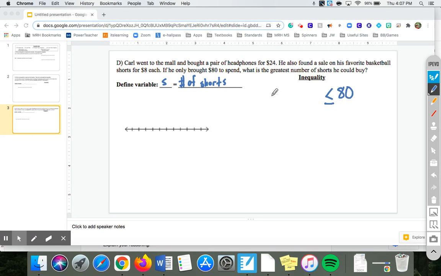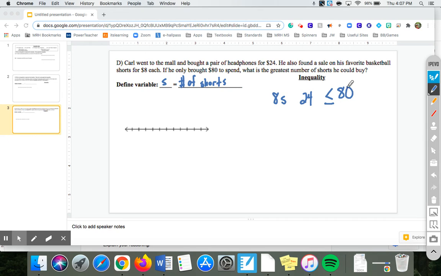So the rest of our inequality here is, like we said, we had $8 for each, and then $24 for the one pair of headphones. So $8 each for the shorts. Like I said, that's $8 plus $8 plus $8 for the number of shorts. But the simpler way, and the way that we would write that with an algebraic expression, would be 8 multiplied by the number of shorts, which represents how much money he spent on shorts alone. Then I have $24. Well, that's my constant. Again, that's the number that I'm not multiplying by the number of shorts, because he just bought one pair of headphones for $24.